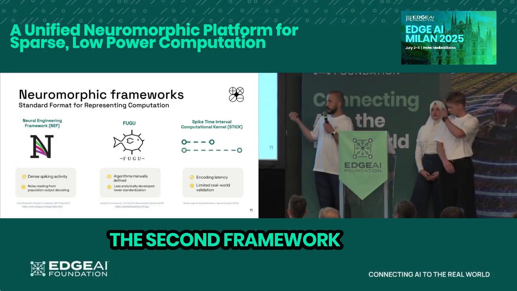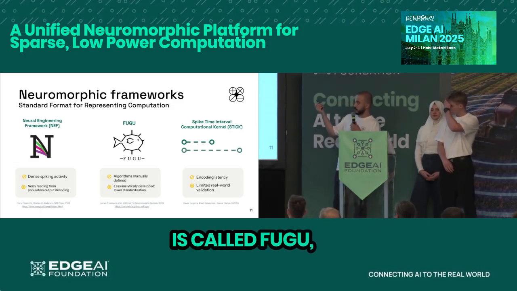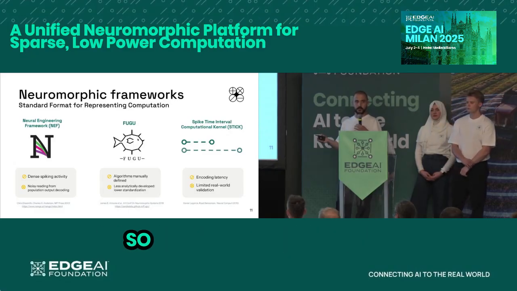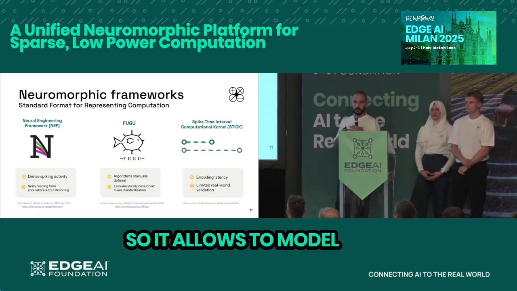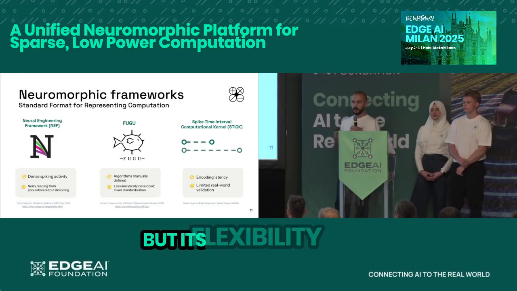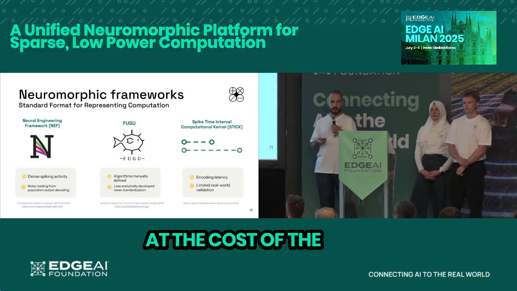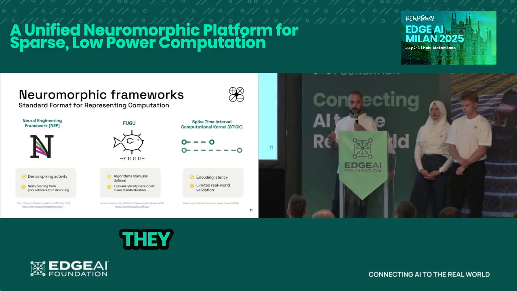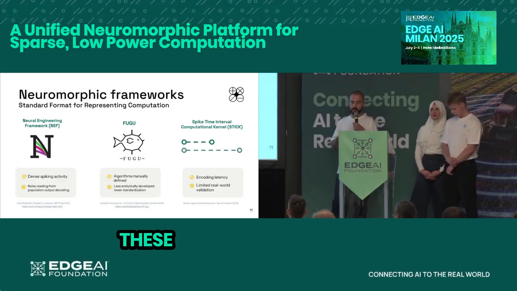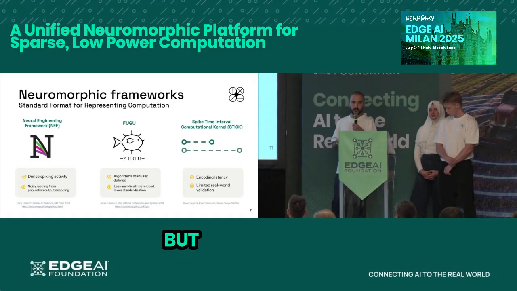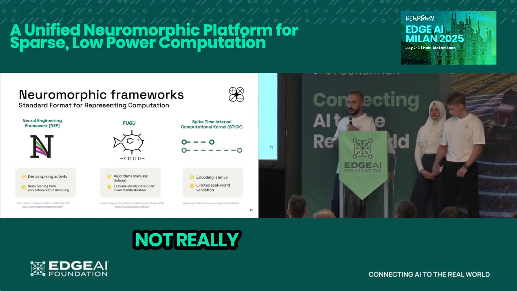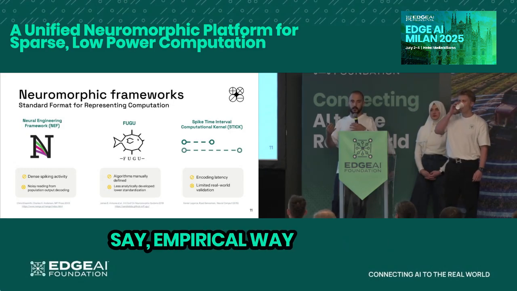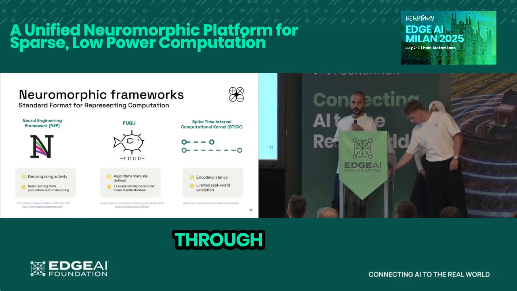The second framework is called Fugu, a very modular framework. It's incredibly flexible, so it allows us to model a lot of different algorithms, but this flexibility comes at the cost of the user. Algorithms have to be manually defined, or they are built by stacking these components together, but in a way that is not really standardized. It's a very empirical way of building these algorithms through the SDK.